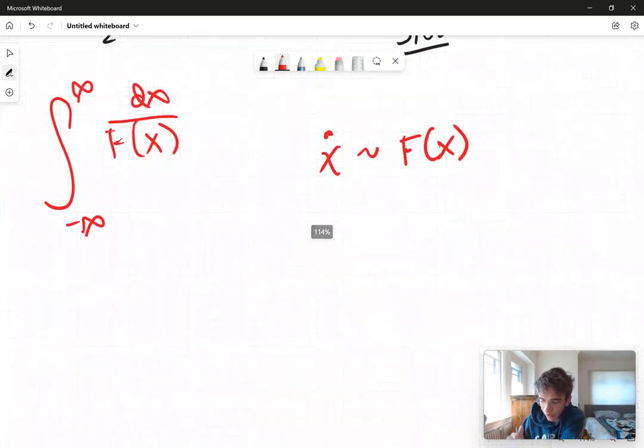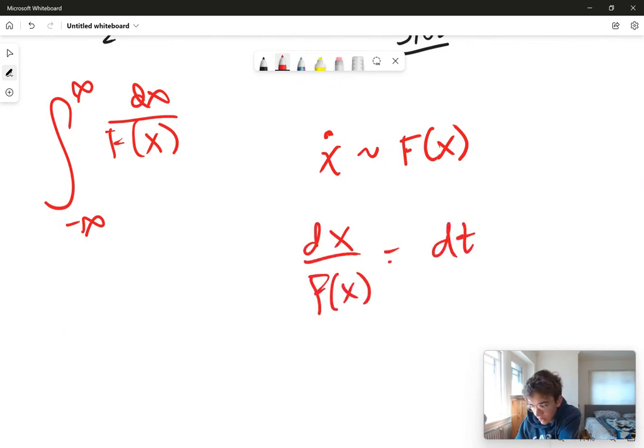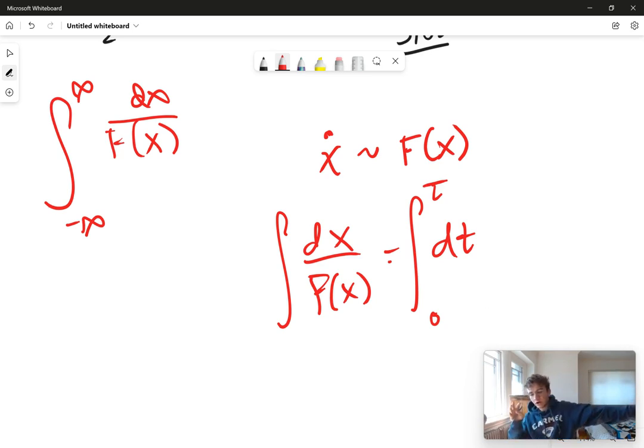I can just separate this equation, and I'm going to get dx over f of x is equal to dt. And now I can integrate this time from 0 to tau, and I basically am going to say that the system is going to go from negative infinity to positive infinity in a finite amount of time. And this is precisely my tau here, okay?